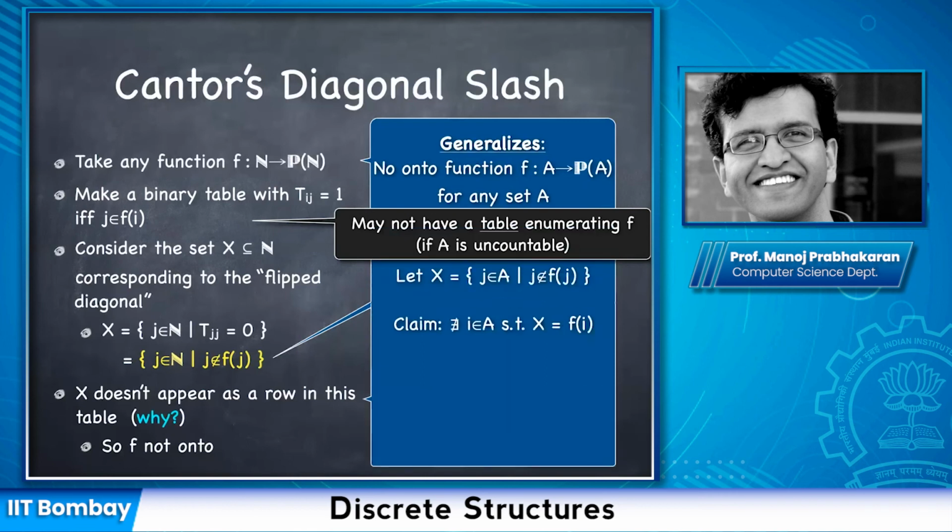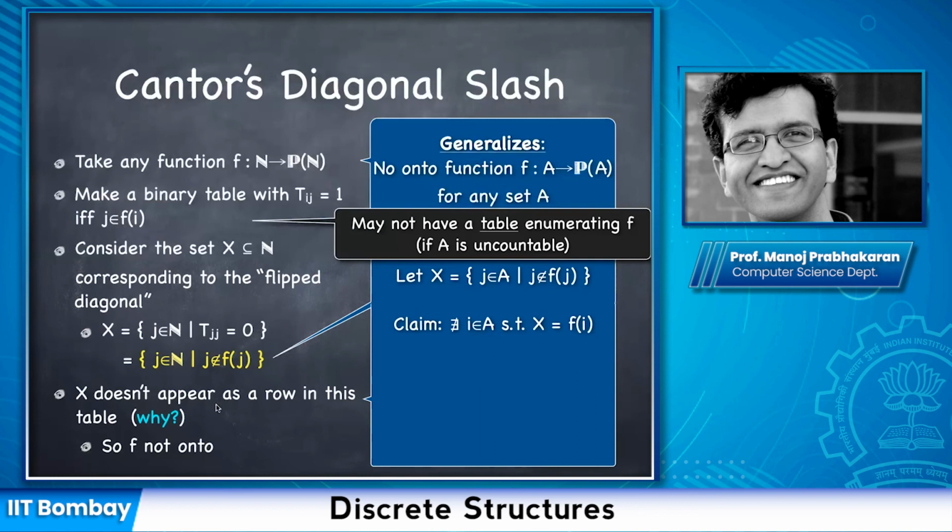And then this diagonal argument that we had, that X doesn't appear in this table, still holds. So what I'm claiming is that there is no element i in this set A such that X appears as f of i. I'm not making any assumptions about this being a table or A being countable. How do I prove this? That you cannot have i such that X equals f of i.